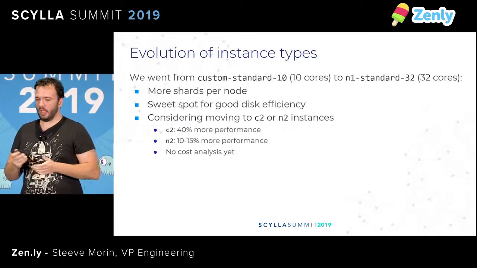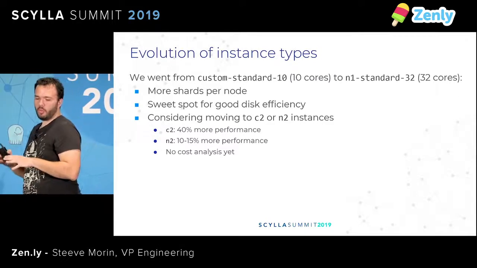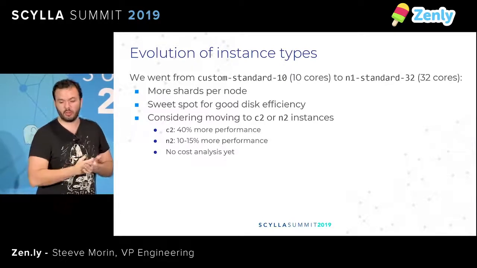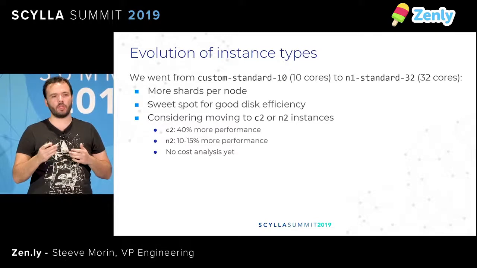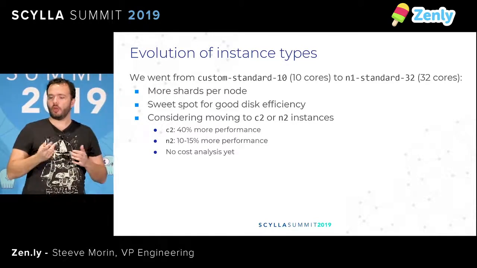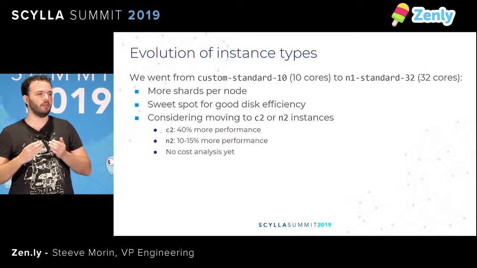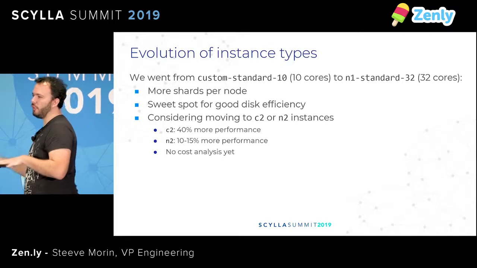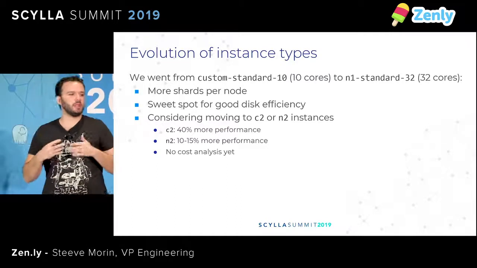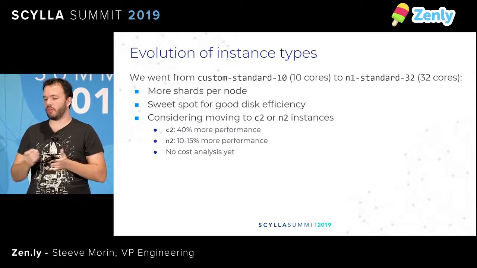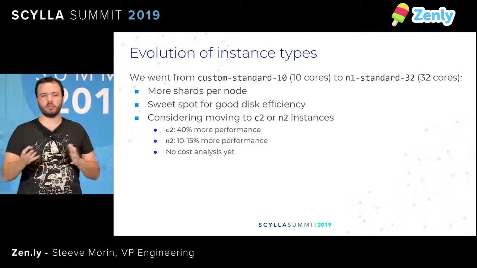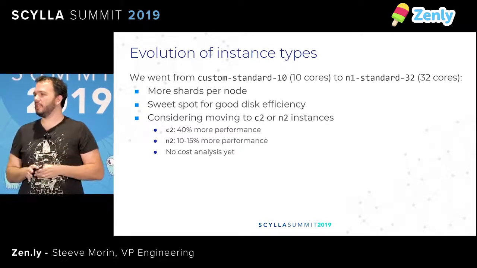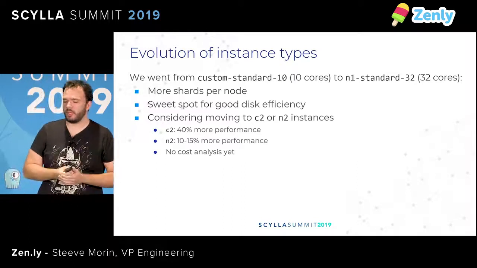As far as instance types go, we went from the custom standard 10-core machine to a 30-core one. Basically more shards per core, which meant a better disk efficiency. So there's kind of a sweet spot. It depends on your workload, really. But to us, that was the sweet spot that we figured. And then we're actually considering moving to newer instances, the C2 or N2. We haven't done the cost analysis yet, but to us, they look pretty promising.